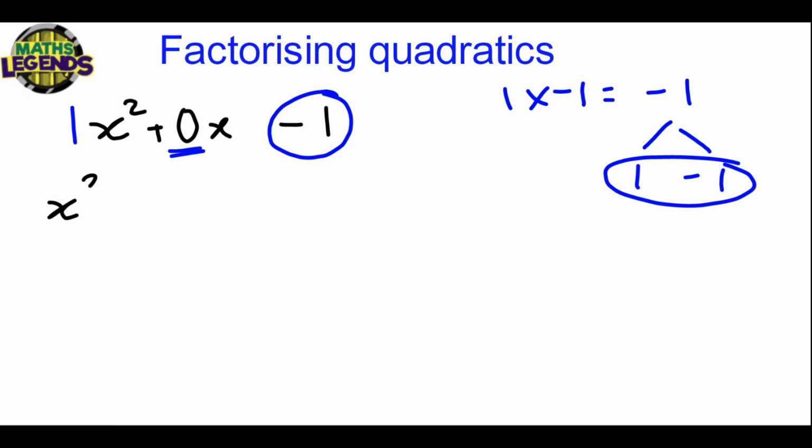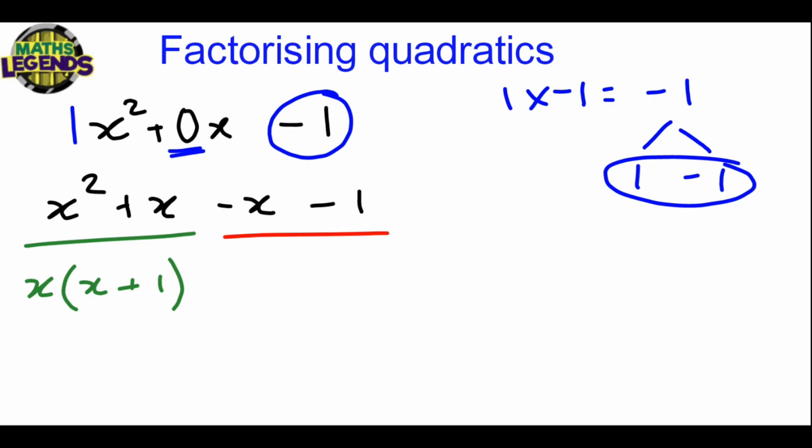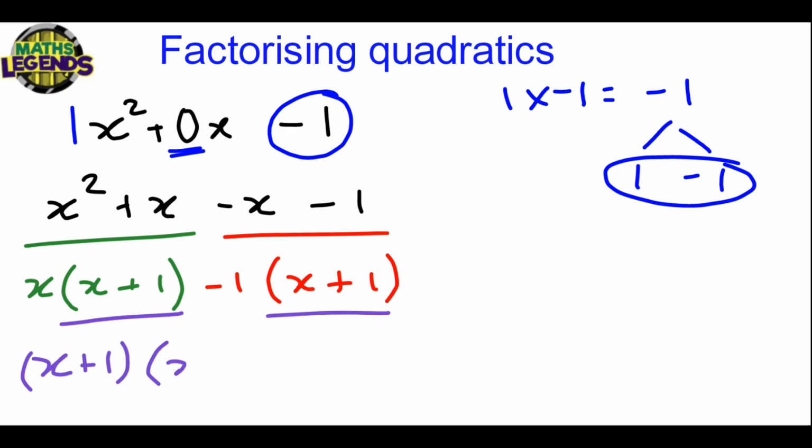So we can say x squared plus x minus x minus 1. We factorize the first two, so we have x bracket x plus 1, and we factorize the last two, so we have minus 1, x plus 1. Now notice here, we could have said, oh, let's factorize by plus 1, and then we would end up with a minus 1 and a minus x. But our aim is for these two brackets to be the same, so hence why we need to take out minus 1 instead of plus 1. So now these are the same, so we can take that out as a factor. x plus 1, and x minus 1.